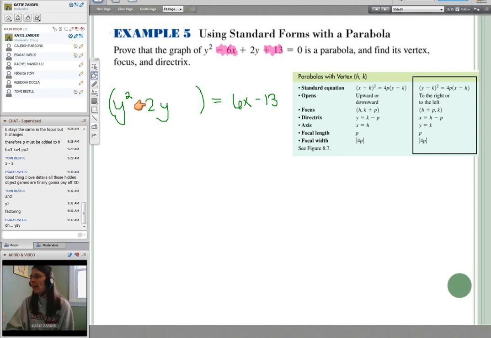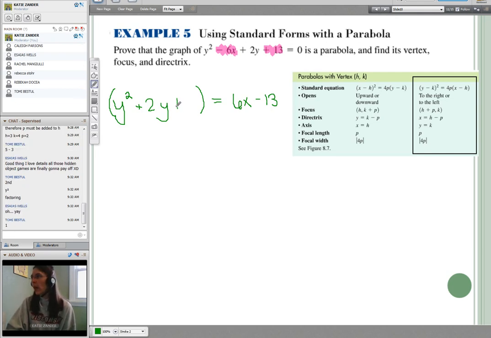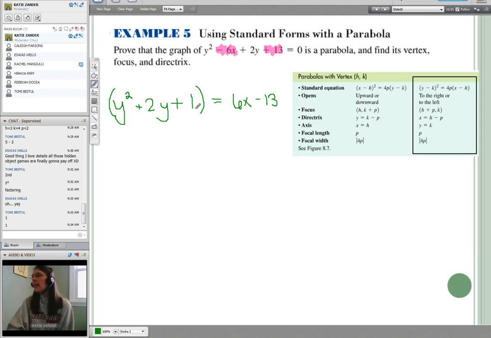Remember, we take half of the middle term. So what's half of positive 2? 1, and we square it. So what is 1 squared? 1. Now to keep the equation balanced, whatever I add on the left-hand side, I must add to the right-hand side as well. So I'm going to put a plus 1 over here. If I don't, the equation is unbalanced and is not the same thing that we started off with. But if I add 1 to the other side as well, we're keeping that equation balanced.